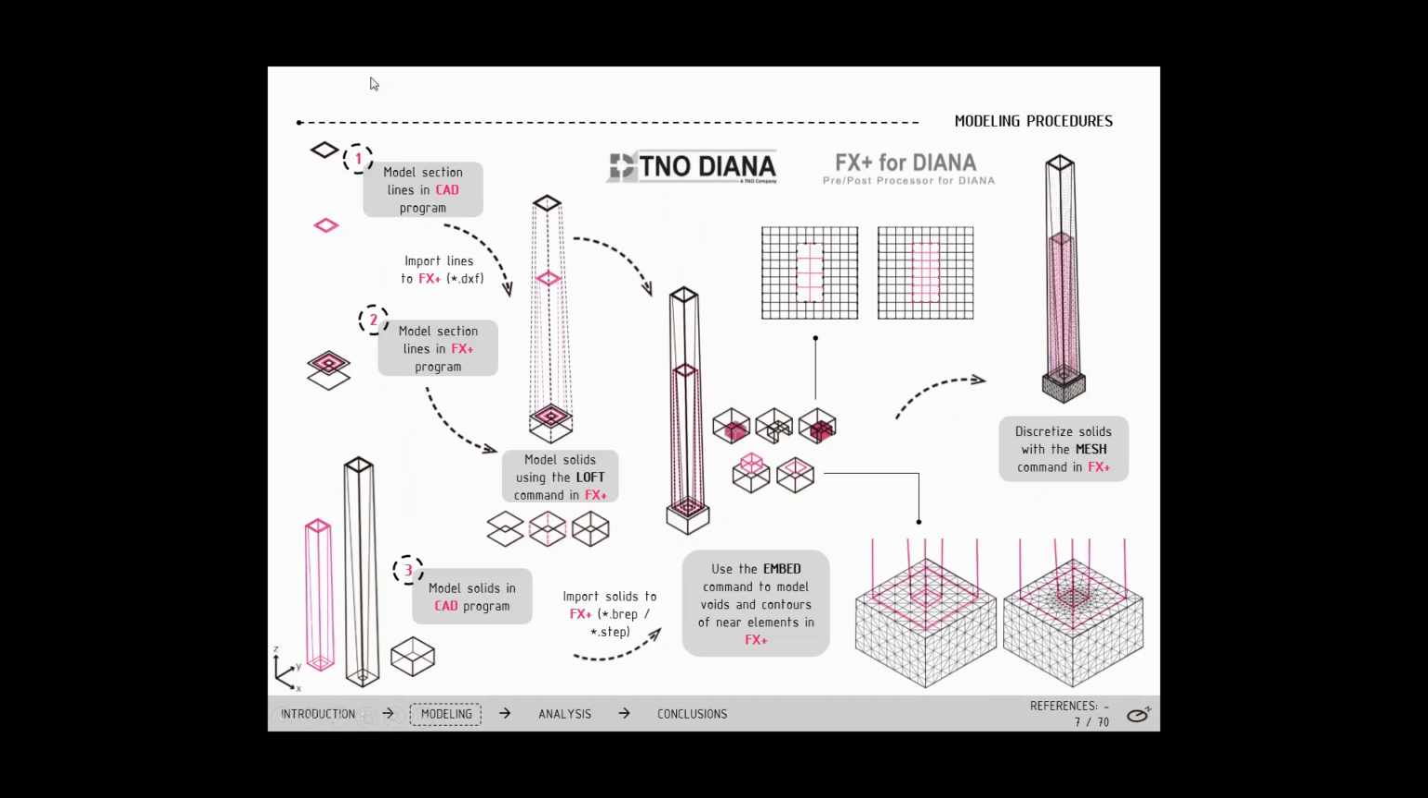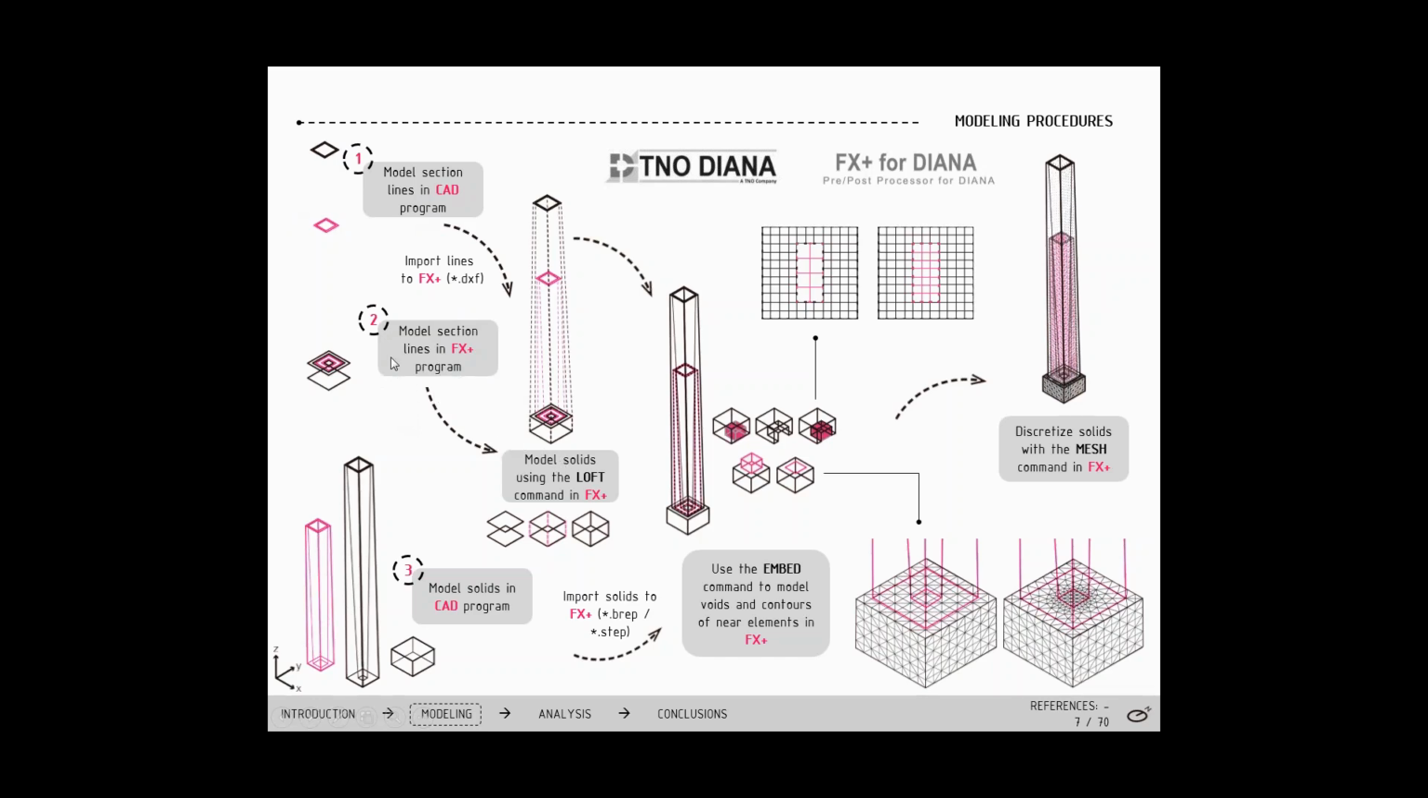For the finite element modeling, the FX Plus for Diana program was used, and for the structural analysis, the software Diana mesh editor was used. Regarding the finite element modeling, we identified 3 main procedures to be used depending on the information available and preferences of the modeler. The first approach is to import to FX Plus the section lines previously constructed in a CAD program. This procedure can be adopted when the model plans are available in advance, for example, for our complex model. A second alternative is to model the section lines directly in FX Plus.